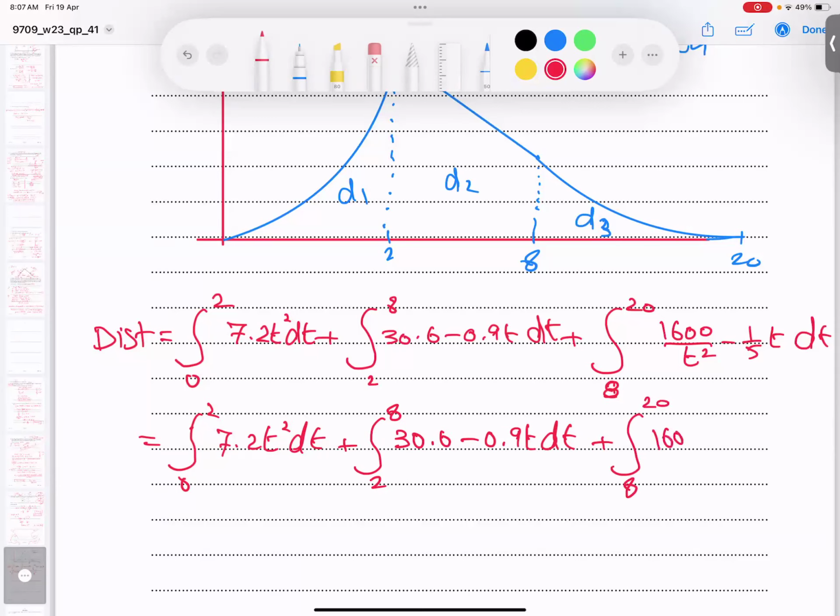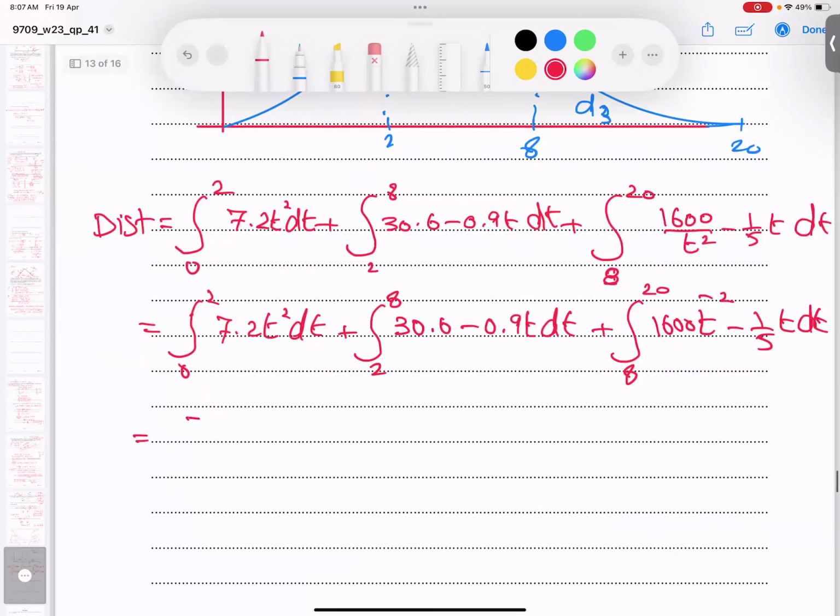So 1600 times t to the power negative 2, negative of 105 and t as it is. If you want to save your time, you can do it even here, the same thing. Anyway, let's start. Increase the power by 1 and divide by the same. So 7.2 t cubed by 3. And 30.6 and one variable will come, t. You know, whenever you integrate a constant, in case of dx, x comes. In case of dy, y comes. In case of dt, t comes.